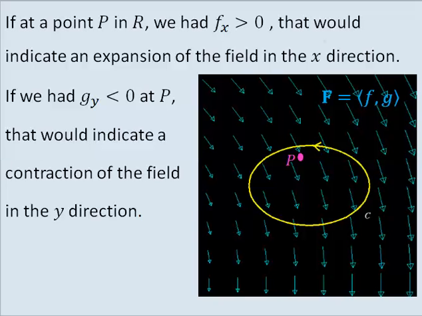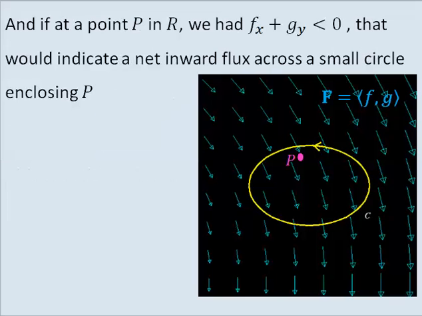Suppose we're at a point P. If f partial x is positive, that would indicate an expansion of the field in the x direction. If g partial y is negative, that would indicate a contraction of the field in the y direction. Well, what about the sum? Let's suppose that the sum f partial x plus g partial y is negative. That would indicate a net inward flux across a small circle enclosing P.